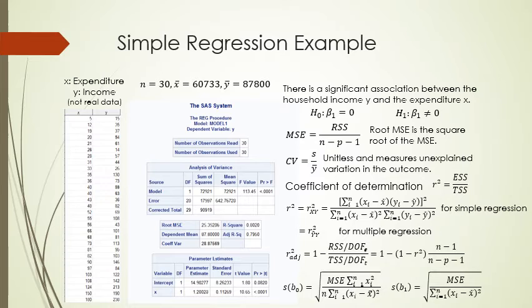We try to find out if there is a significant association between the household income and the household expenditure in 2018 in a small community with 30 families. The unit is $1,000. The SAS data set is on the left. The average expenditure is $60,733, and the average income is $87,800.